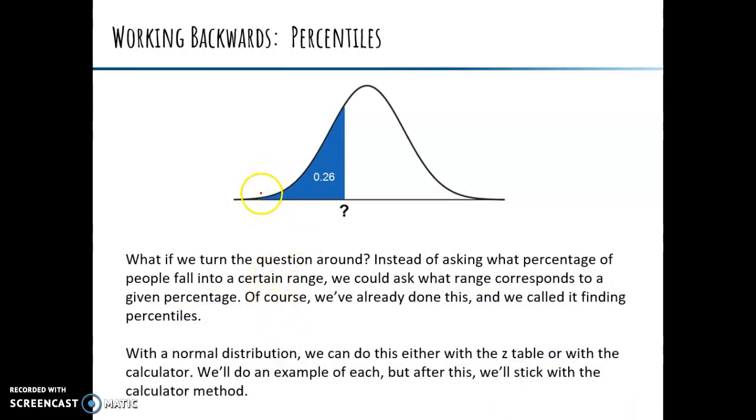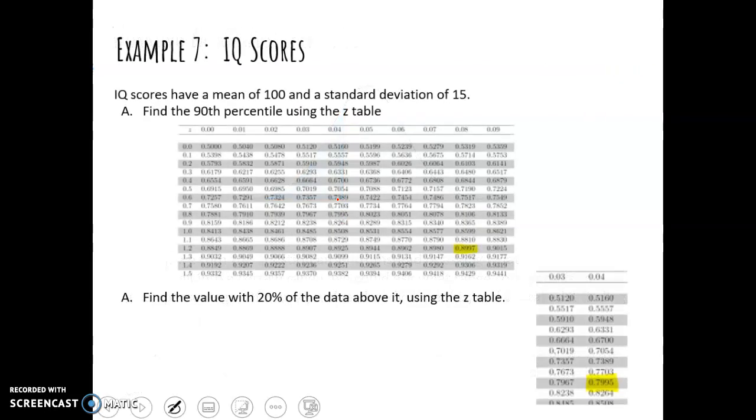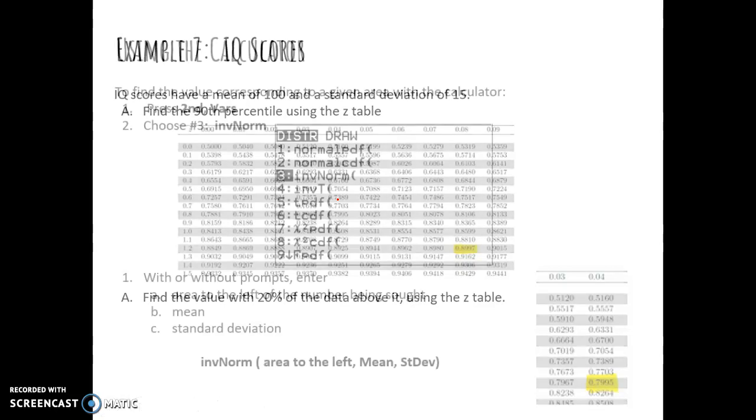Alright, now let's talk about if we work backwards. Sometimes I'm going to give you, or we will give you, the area under the curve, or the proportion of the population, or the probability, and you will give the boundary or boundaries. Now we can use the table to do that, going backwards on the table. However, we're going to use the calculator, so let's skip that.